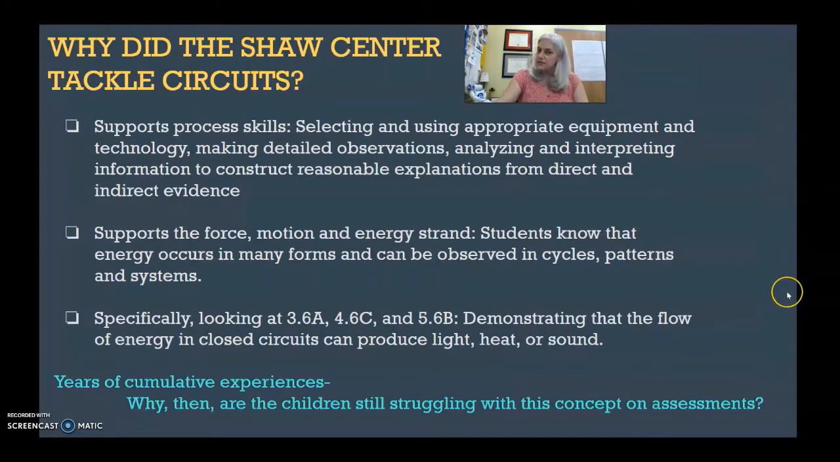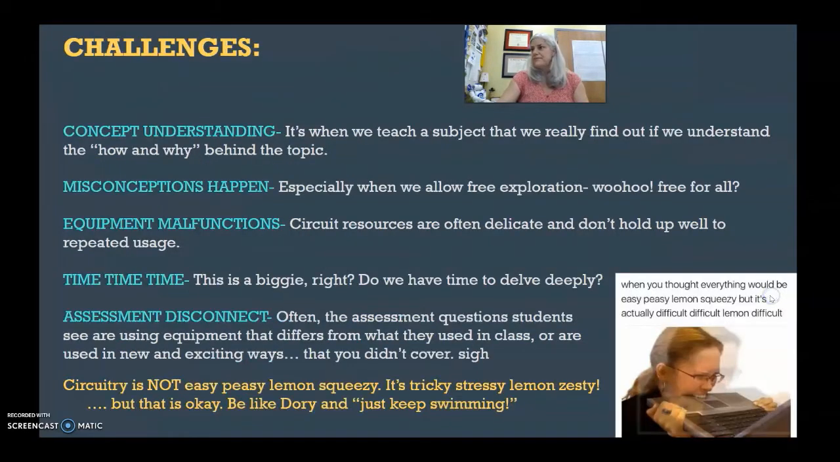So why did we tackle circuits? We needed to prepare students for assessment, but also just to tackle their curriculum and not be afraid of it. I do meet often with the teachers and the ICs. I look at their data. We uncover misconceptions. We uncover gaps and figure out where that disconnect is. And are there a lot of challenges?